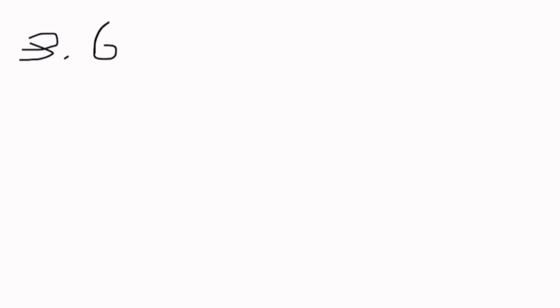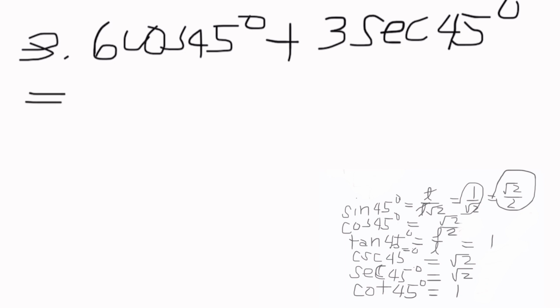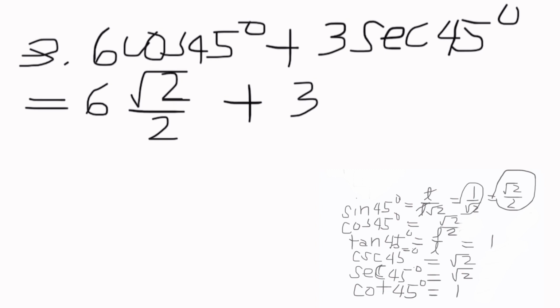6 cosine of 45 degrees plus 3 secant of 45 degrees. So this is equivalent to 6, copy 6, and cosine of 45 degrees is square root of 2 over 2. So 6 times square root of 2 over 2, this is cosine of 45, plus 3 times secant of 45, which is square root of 2.